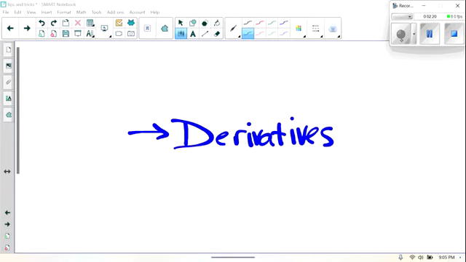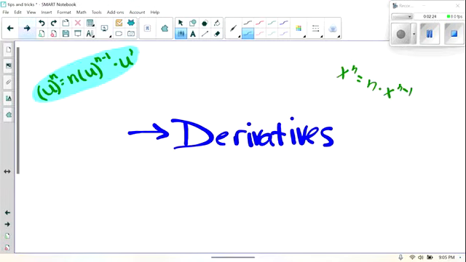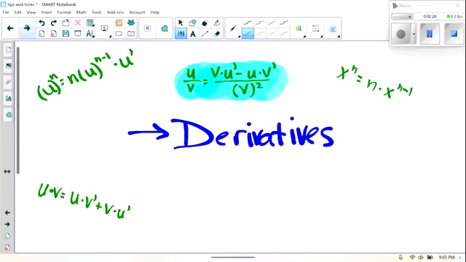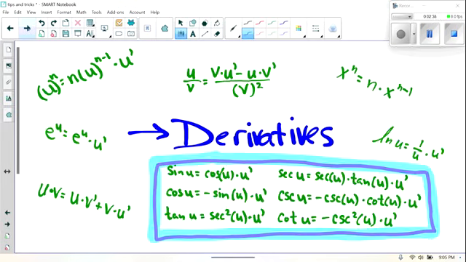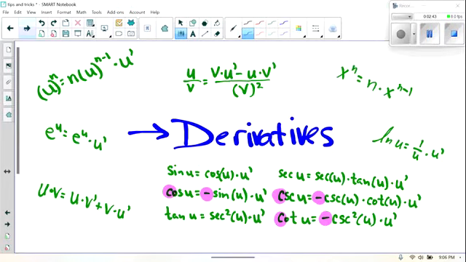Derivatives, derivatives, derivatives. We have the power rule. We have the chain rule. We have the product rule. We have my favorite all-time and so underappreciated quotient rule. We need to know the derivatives of e and natural log. Oh, by the way, those pesky trig rules for derivatives. Did you ever notice that anytime a trig function begins with C, the result or the derivative is negative?